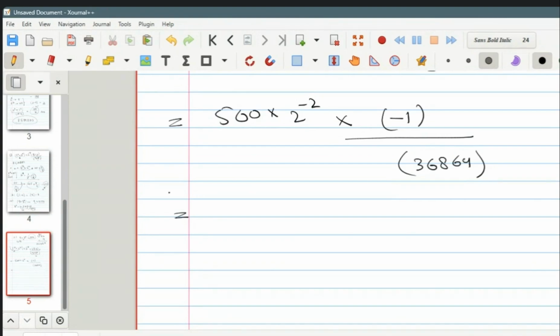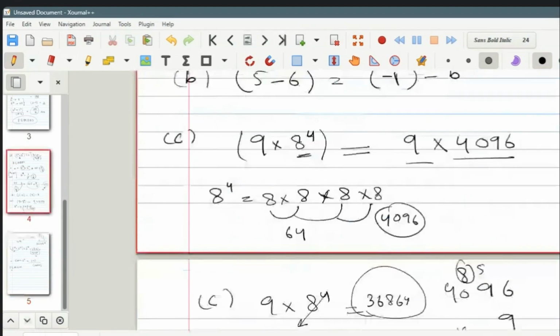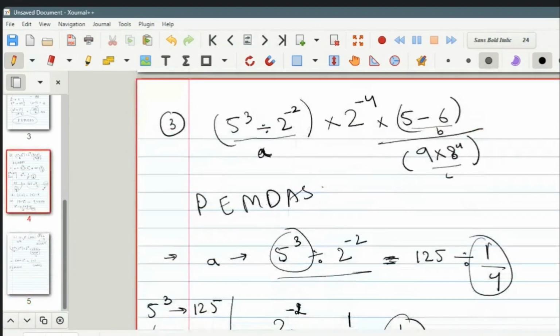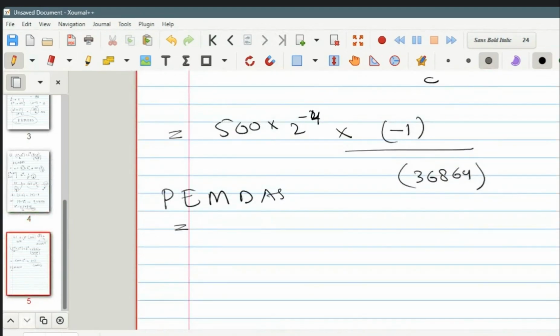So this is PEMDAS. Teacher, sorry for interruption. 2 with the power of minus 2 is extra here because you already solved it. No, you actually solved there, and the result was 500. Let me show you. Okay, Atifa, there were two 2's. Please check the question here. One is 2 to the power minus 2, and another one is 2 to the power minus 4. So here is the 2 minus 4.